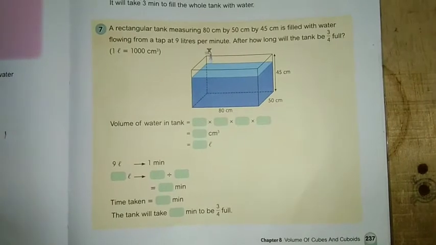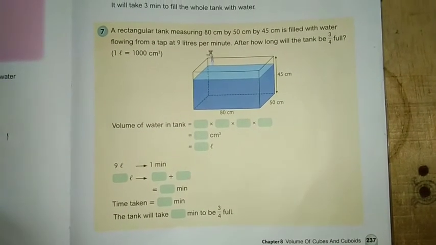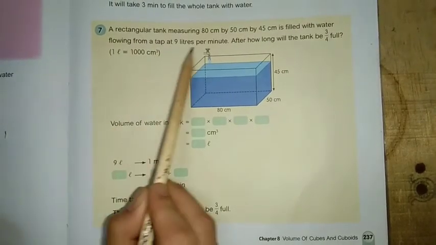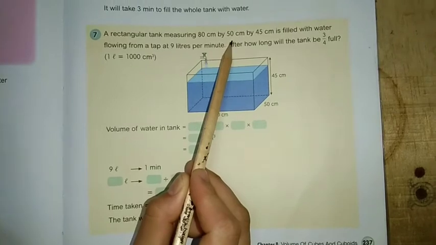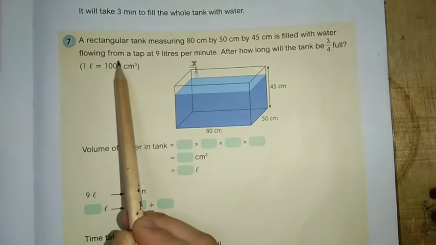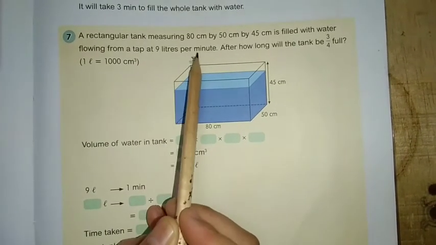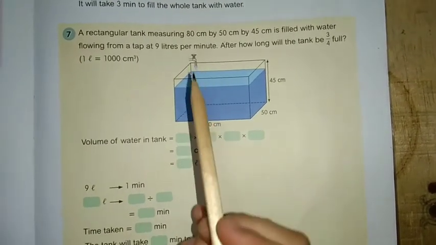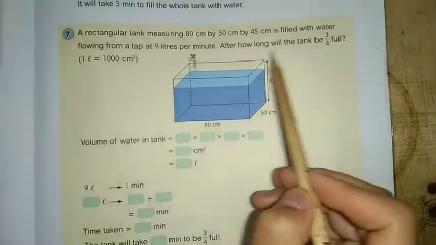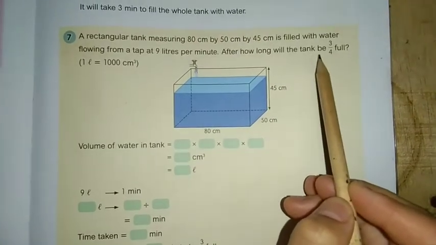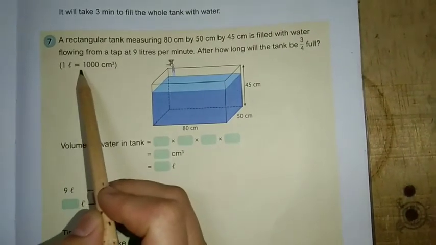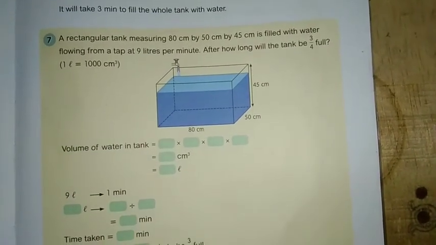And now we are going to do number 7 on page 237. We read the question first. A rectangular tank measuring 80 cm by 50 cm by 45 cm is filled with water flowing from a tap at 9 liters per minute. It means the debit of the tap is 9 liters per minute. After how long will the tank be 3/4 full? Note: 1 liter equals 1000 cubic centimeters.